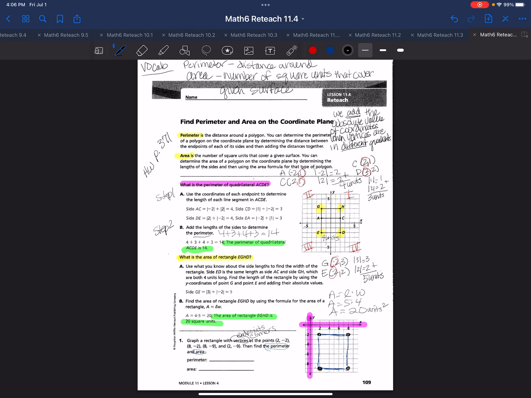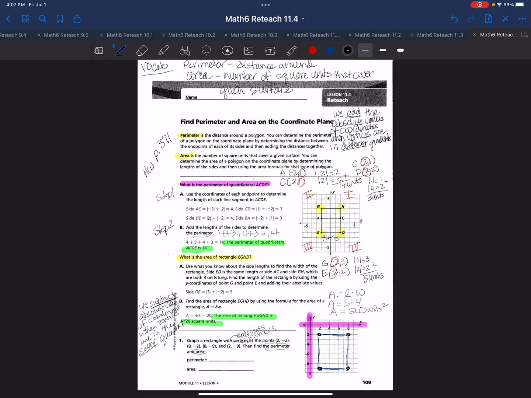And because these are all in quadrant 4, we have to subtract. So you might want to write this down: we subtract the absolute values of coordinates when vertices are in the same quadrant. Okay, so these are in the same quadrant, so we're going to be subtracting the absolute values.